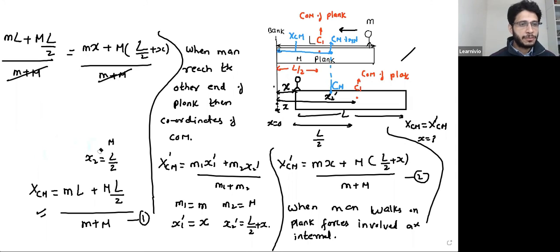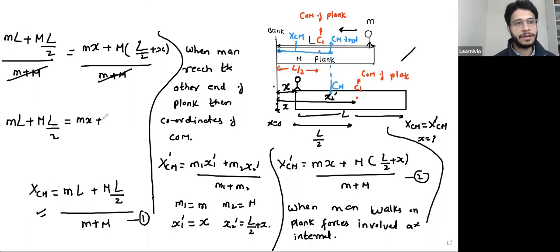Then you should not make mistakes even in addition and subtraction at least. See, this will get cancelled out. This is ml plus ml by 2. You should always double check your calculation. It's mx, just multiply it here. Okay, so that's ml by 2 plus mx.